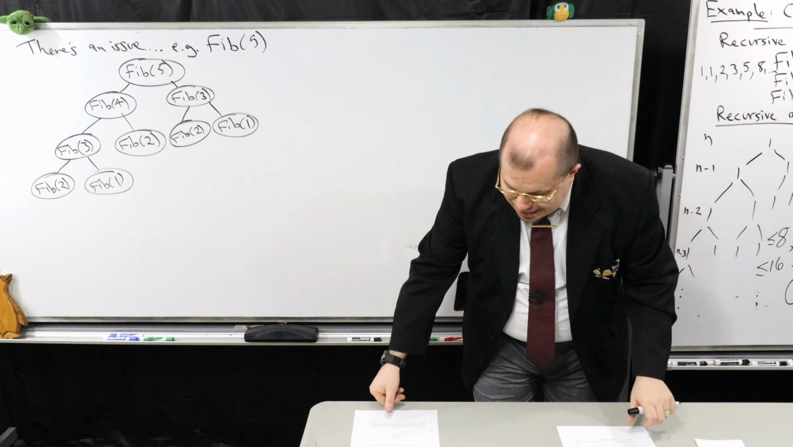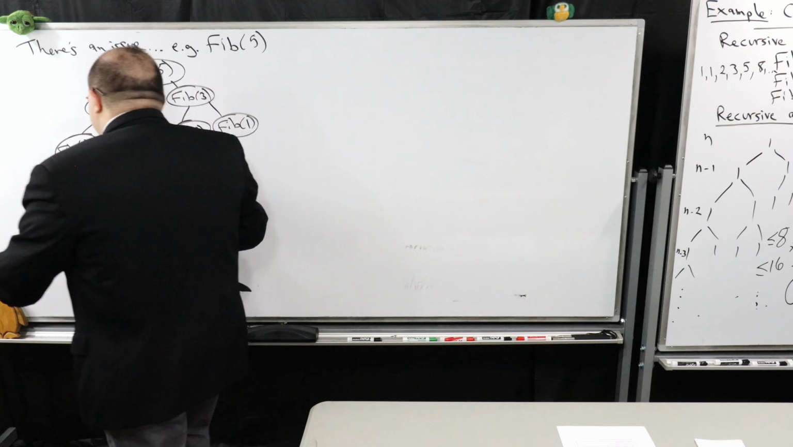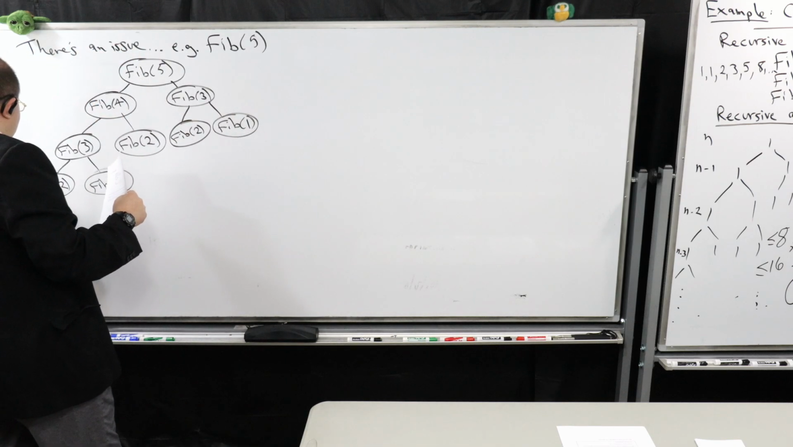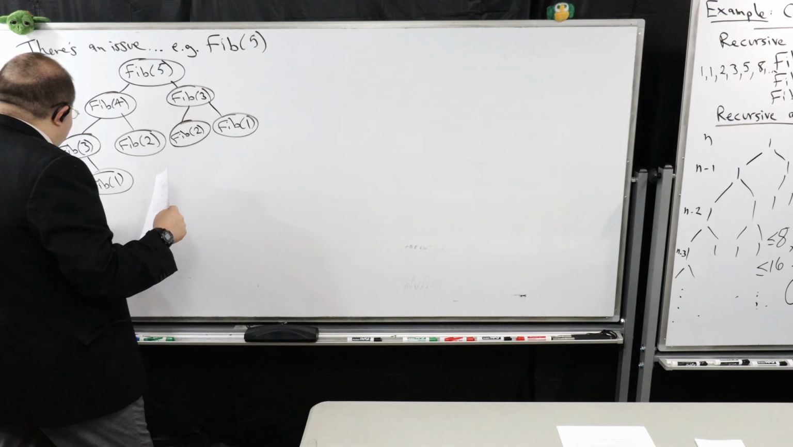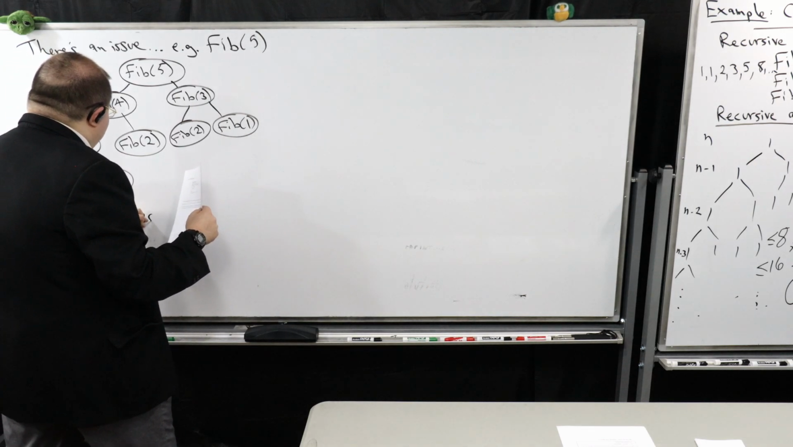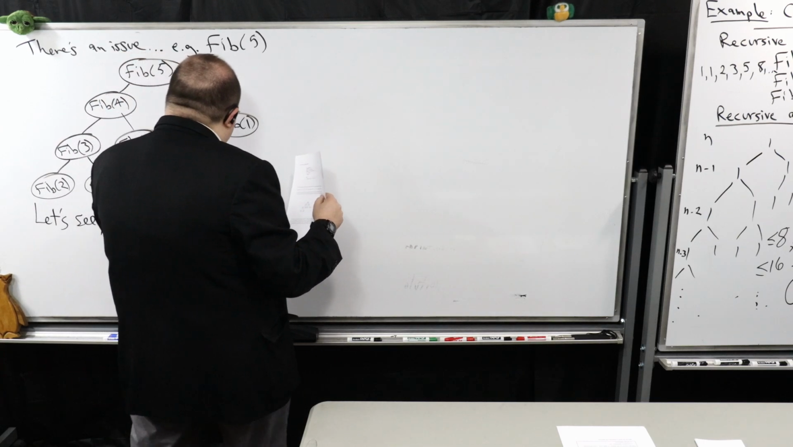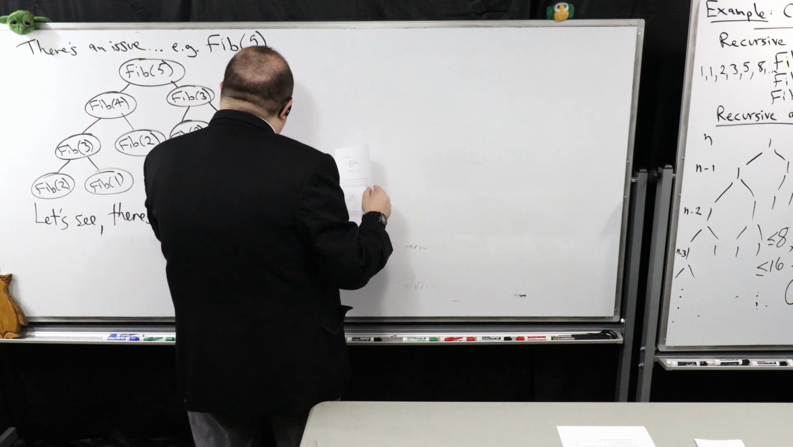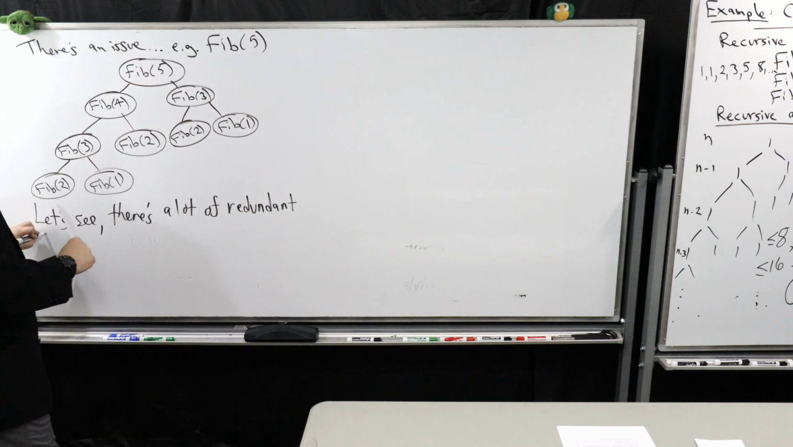So naturally, you can see that one big problem I have here in this tree is that there's a lot of redundant computation. I'm doing a lot of repeated work.